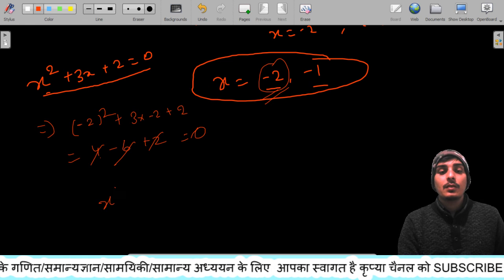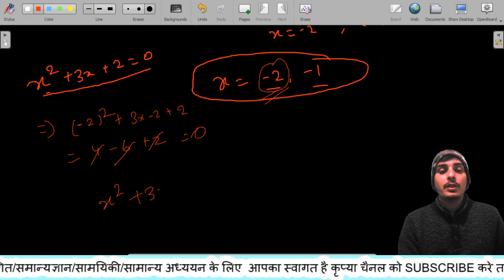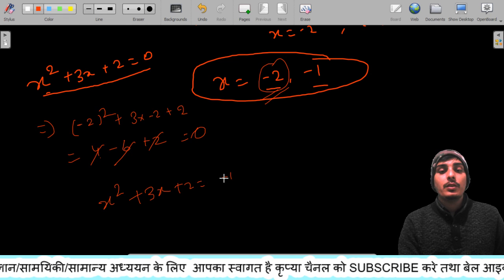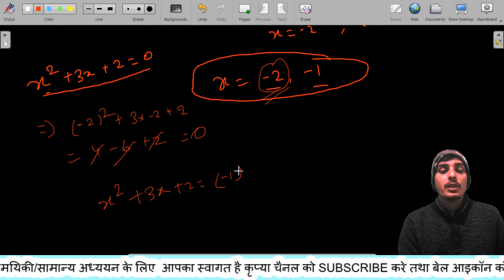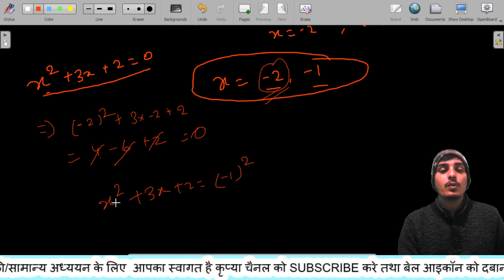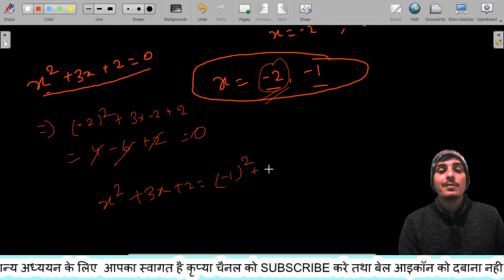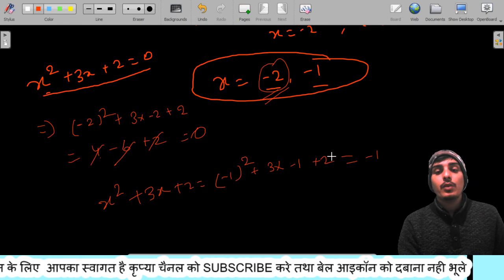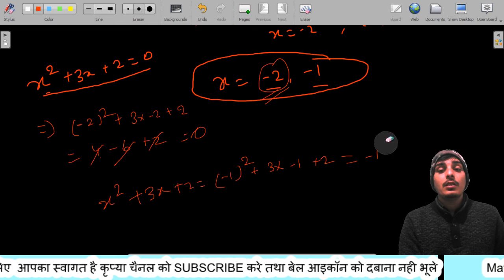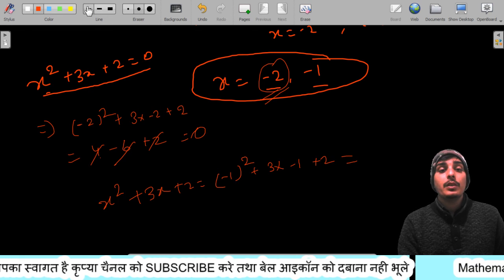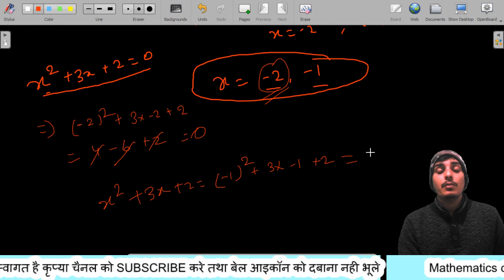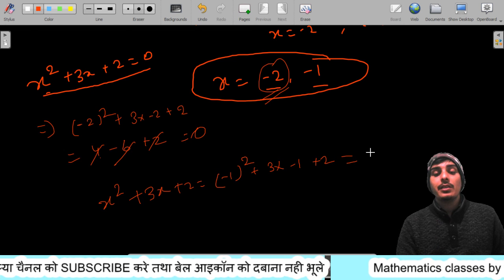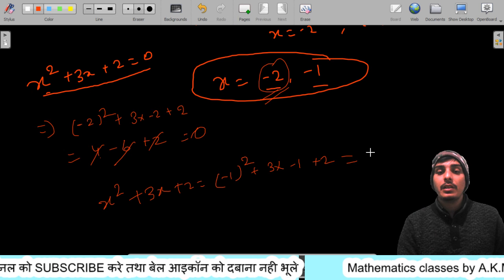And another answer you can check by a similar method. Write x square plus 3x plus 2 and put x equal to minus 1, so minus 1 square plus 3 into minus 1 plus 2. You know that when the power of a negative number is even, you will always get the result as positive, right?